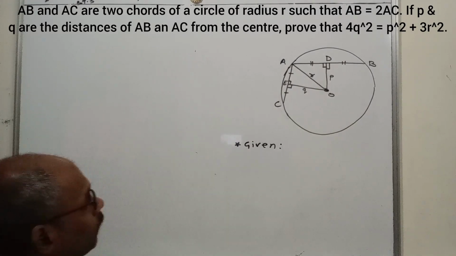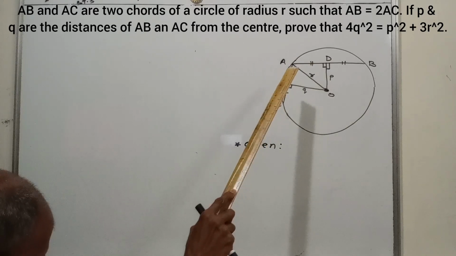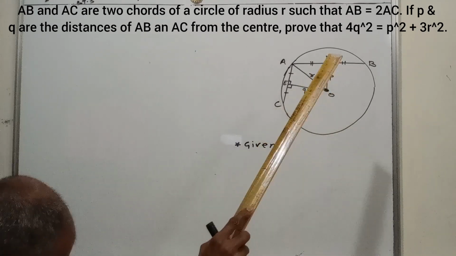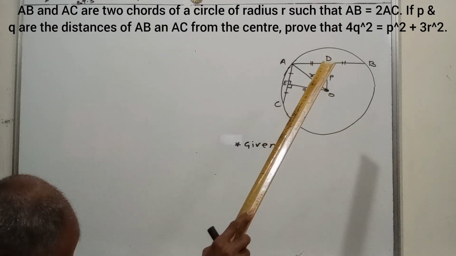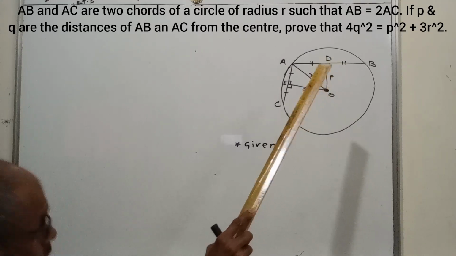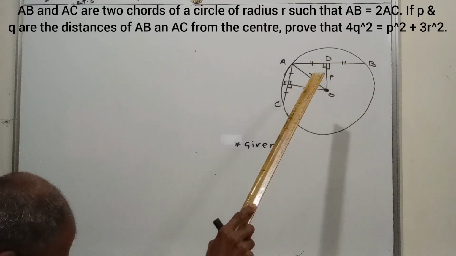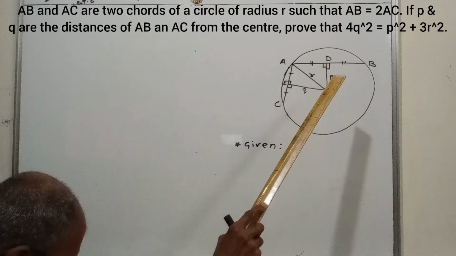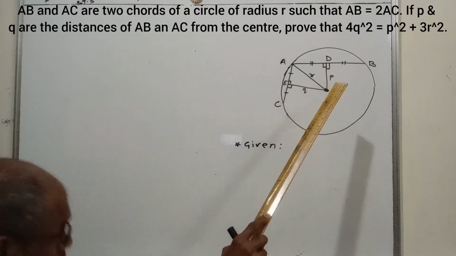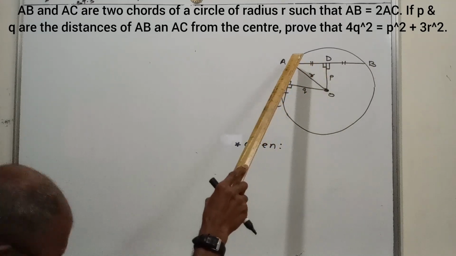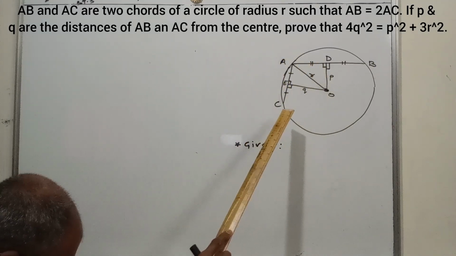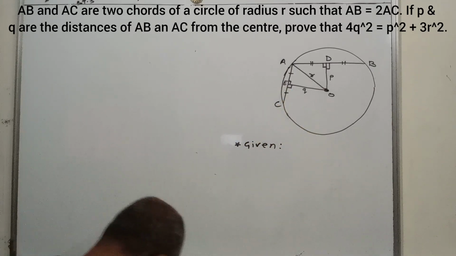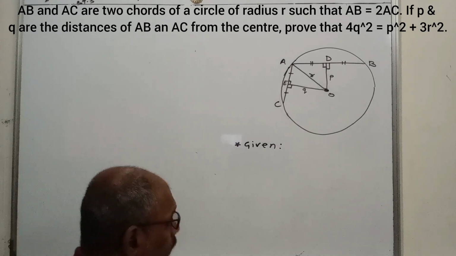AB and AC are two chords of a circle whose radius is R. If P and Q are the distances of chord AB and chord CA from the center respectively, and if AB is equal to 2 times AC, then prove that 4Q square is equal to P square plus 3R square.